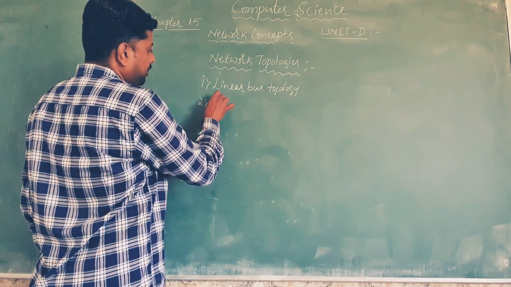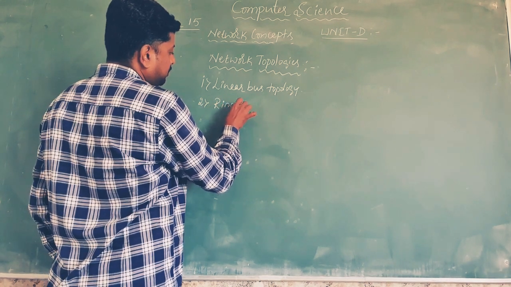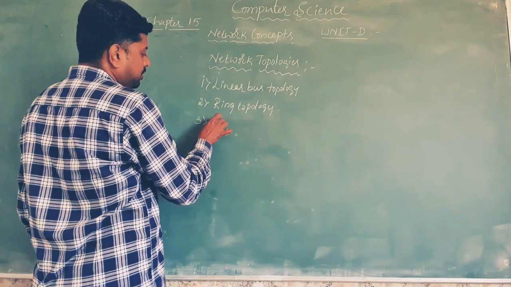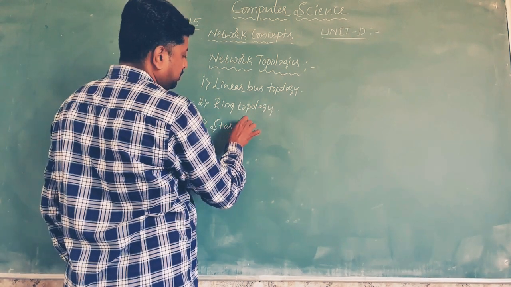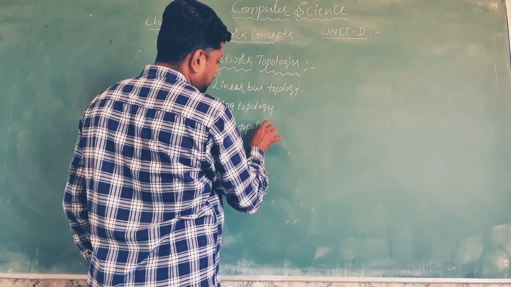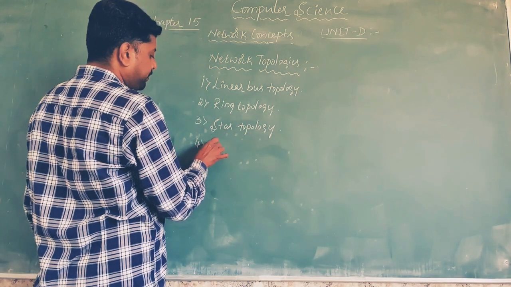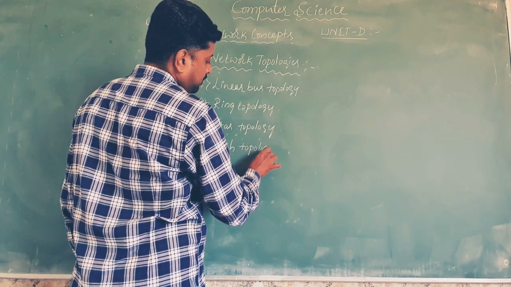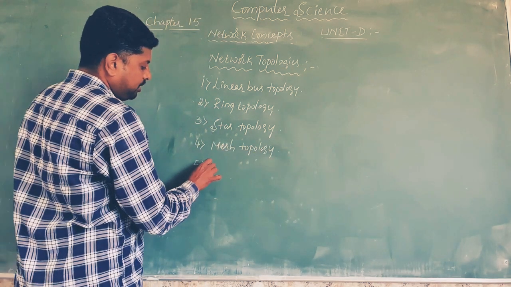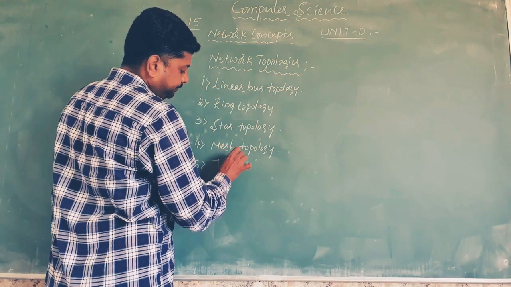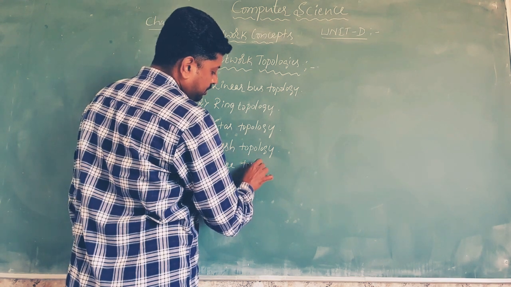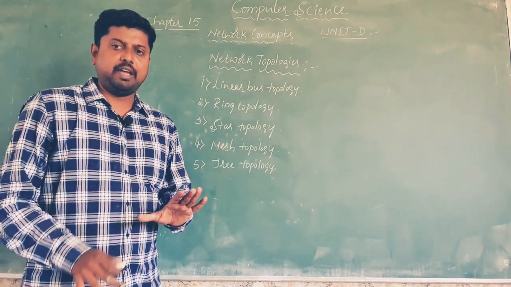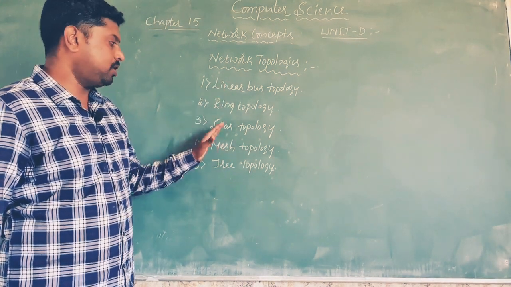Second one, ring topology. Third one, star topology. And fourth one, mesh topology. And fifth one, tree topology. Tree topology, dear students. So usually we are having these main 5 types of the topologies.